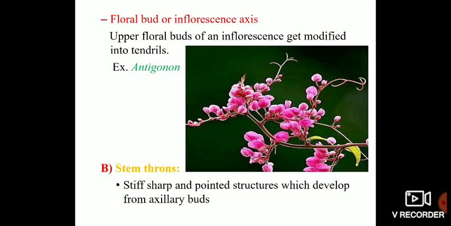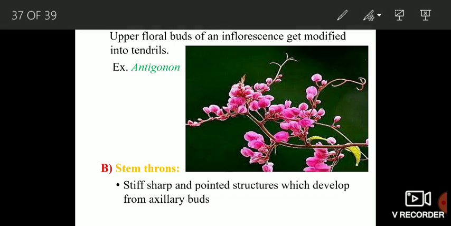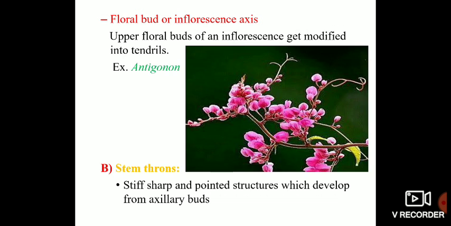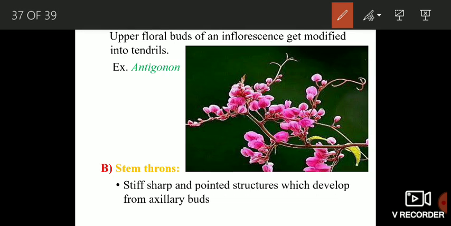Now, floral bud or inflorescence axis tendrils. Those tendrils which develop from the flowers of an inflorescence are known as floral bud or inflorescence axis tendrils. And the example is Antigonon. In this plant, the flowers are arranged in groups, that means flowers are arranged in inflorescences, and the upper flowers of the inflorescence get modified and form the tendrils.